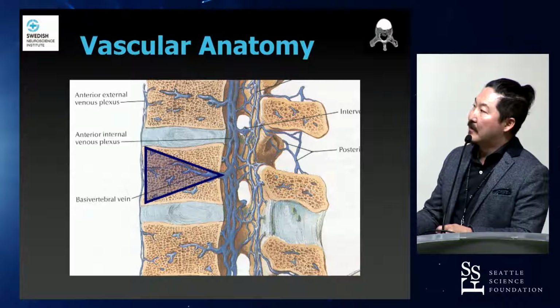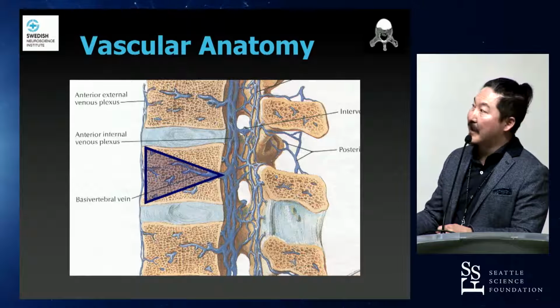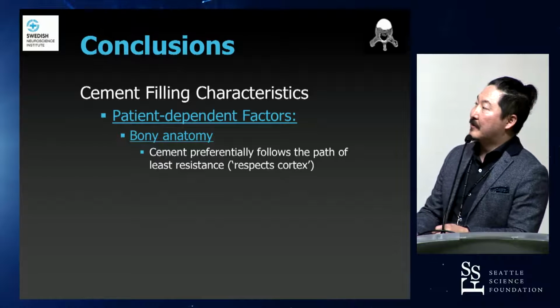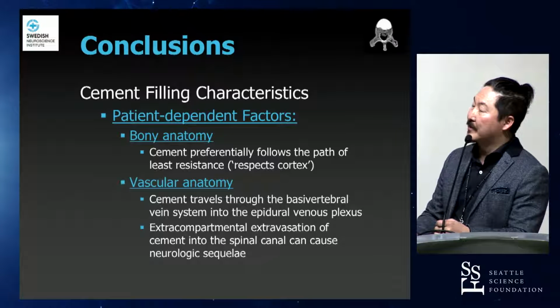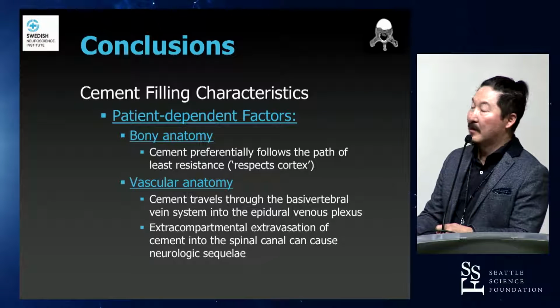So again, it's really just the bony as well as the vascular anatomy of how the cement extravasates into the spinal canal. Some of the patient-dependent factors of the bony anatomy: cement preferentially follows a path of least resistance. It respects the cortices. And the vascular anatomy, it travels through the basivertebral venous system into the epidural venous plexus. So the extracompartmental extravasation of the cement into the spinal canal can cause neurologic sequelae.